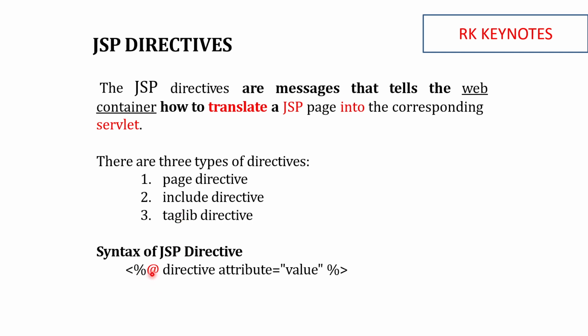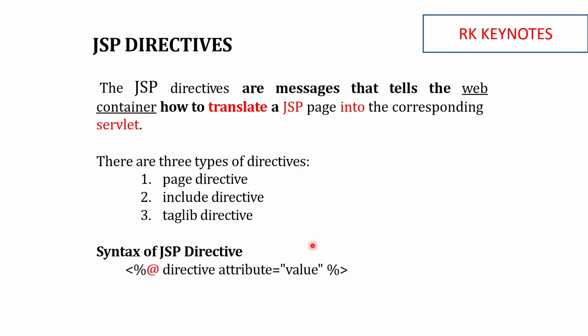Now, what is the syntax for this? The syntax goes like this. We already discussed five JSP tags in the first video, and this is one of the tags, the directive tag. Inside that, you can write any one of the directives. Like you can say page directive, and then the attribute means page attributes. You can mention import, info, buffer, which we are going to explore in the next slide. And then you can specify the value. Then you have to close the tag. So this is the basics of JSP directives.